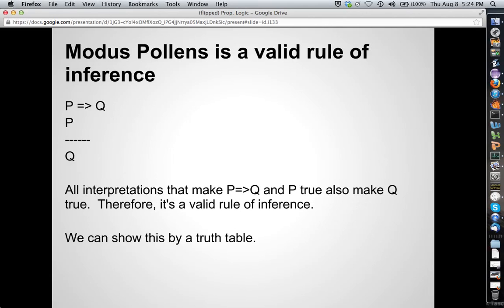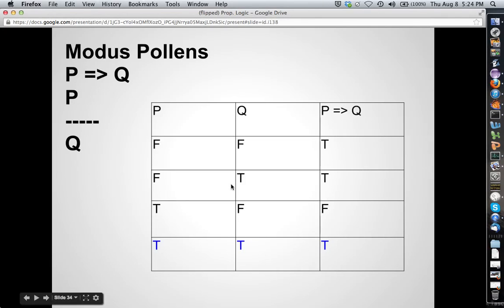So we know modus ponens is a valid rule of inference. We know this because we've been told this, but let's go ahead and pretend we didn't know that, and we're going to want to show this. So P implies Q and P, those are our premises, and the conclusion we're trying to show is Q. So what we want to do is show that all interpretations that make P implies Q and P true also make Q true. That would mean it's a valid rule of inference. Well, we can show this by truth table. There's only 2 sentences, P and Q. So here's our 4 possible interpretations. And then we've also got P implies Q, and this is just material implication. We'll just go ahead and set this up.